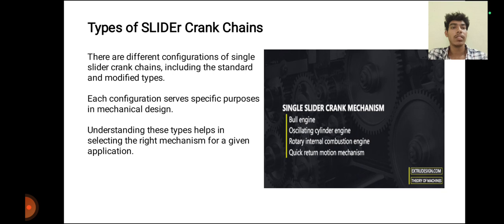Types of slider crank chains. There are different configurations of single slider crank chain, including the standard and modified types. Each configuration serves a specific purpose in mechanical design. Understanding these types helps in selecting the right mechanism for a given application. Single slider crank mechanism, bull engine, oscillating cylinder engine, rotary internal combustion engine, quick return motion mechanism.